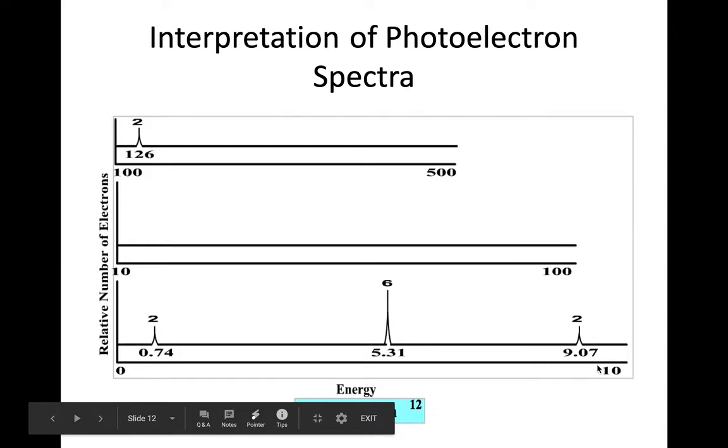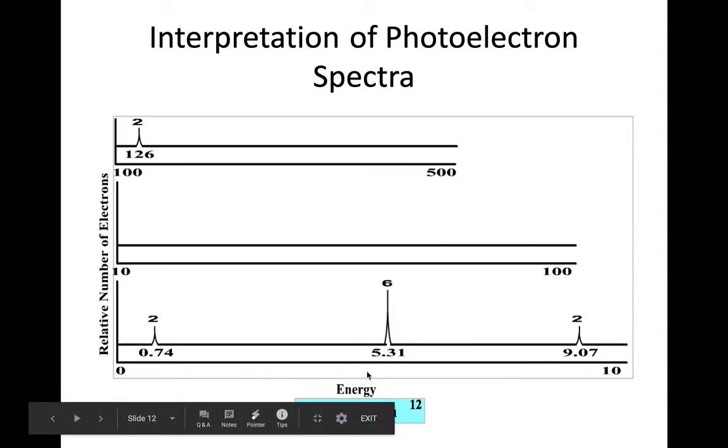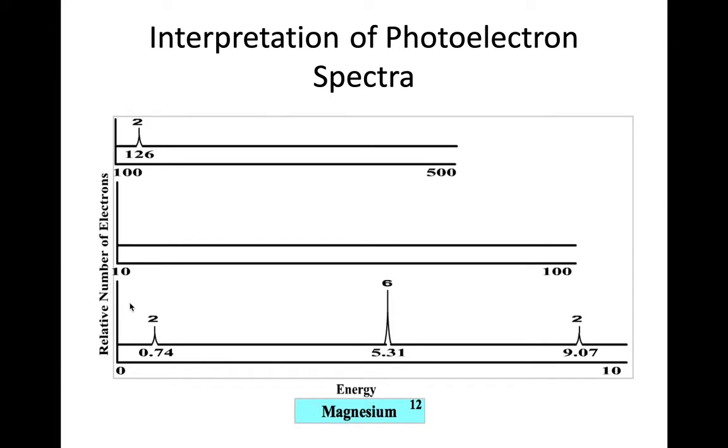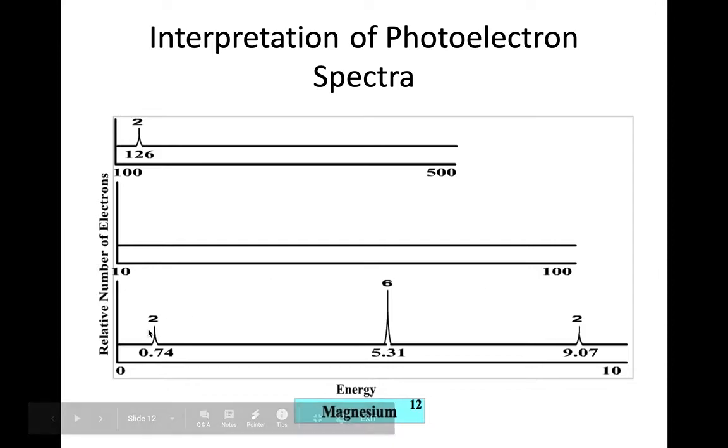So we've got 0 to 10 on the bottom, 10 to 100 in the middle, and 100 to 500 on top, telling us the energy of the X-ray that was used. And then we've got these peaks, which give us our relative number of electrons. And so let's figure out how we can use this.